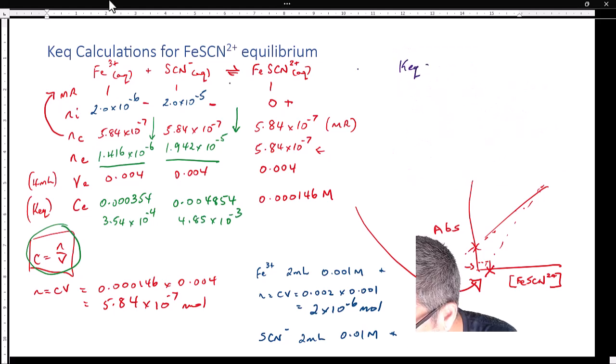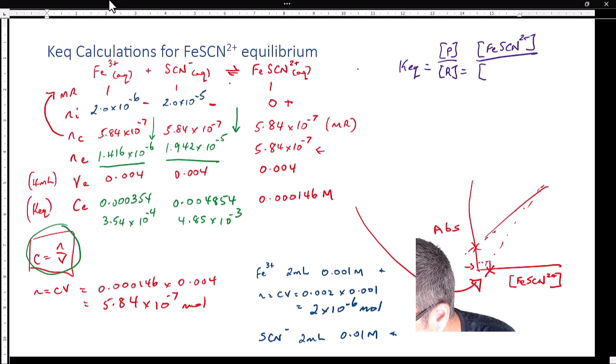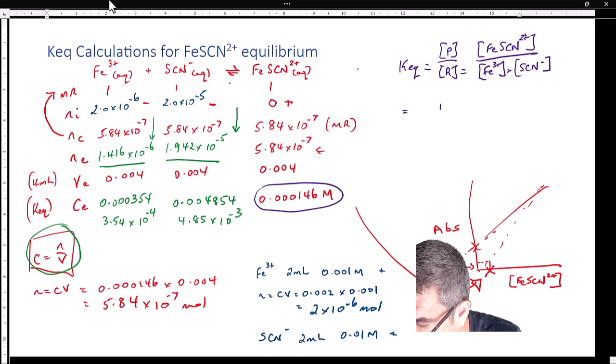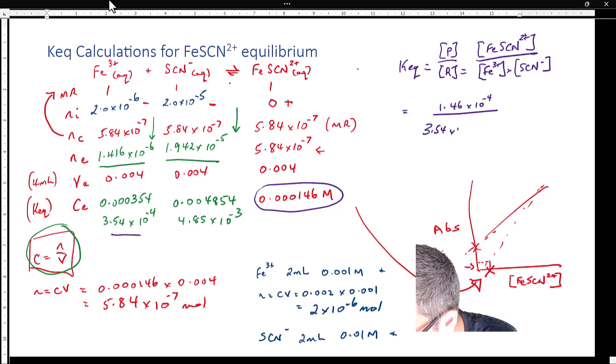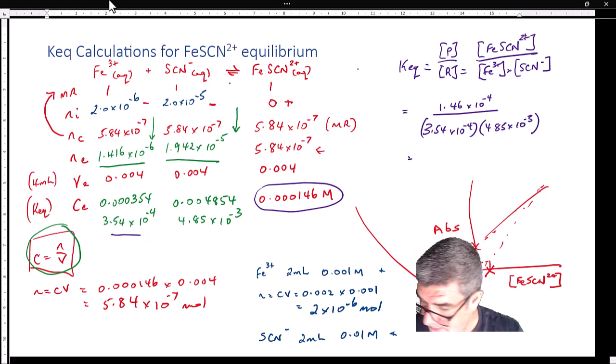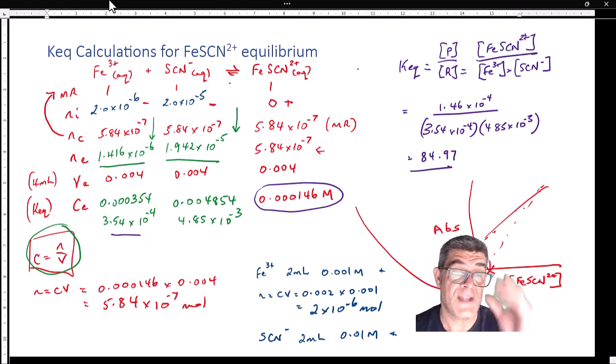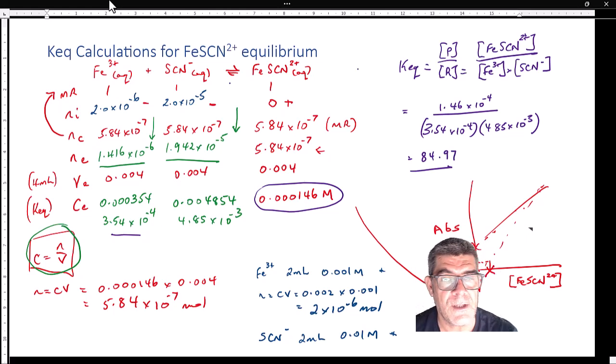So my KEQ is equivalent to concentration of products over the concentration of the reactants, which in this case, always worth writing it out in full. Good habit to get into, especially as you're approaching your exams. So let's substitute. So we've got this value, which is 1.46 times 10 to the minus 4 divided by this value, 3.54 times 10 to the minus 4 multiplied by 4.85 times 10 to the minus 3. And that gives us a value of 84.97.